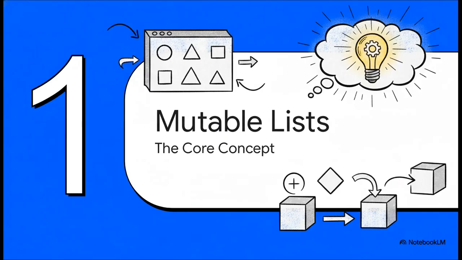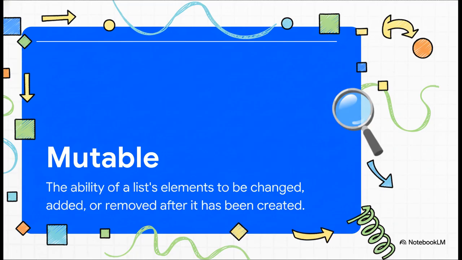Okay, first things first, we gotta understand the core concept that makes all of this list magic happen. It really boils down to just one powerful idea. And that big idea is mutability. I know, it sounds kind of technical, but all it really means is that Python lists can be changed. They're not set in stone. You can create a list and then, well, you can mess with it. You can change it on the fly, and that's precisely what makes lists such a workhorse in Python.